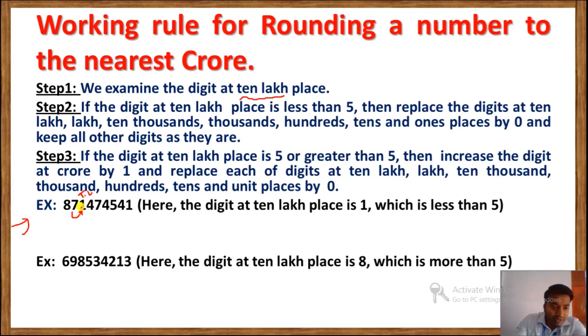So we have to make this one 0 and these digits also. These digits also we have to replace by 0. And this side we have to write as it is. So see the answer: 0, 0, 0, 0, 0, 0, 0, 8, 7 as it is. So this is the answer.